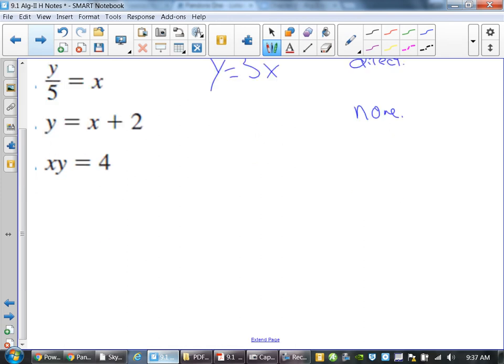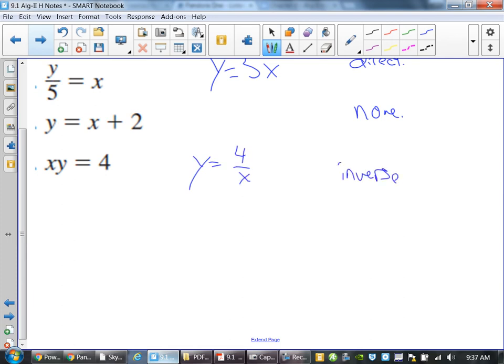And then lastly, x times y equals 4. It's inverse because what do you wind up with? You get y equals 4 over x. Very good. And that's what inverse would look like.